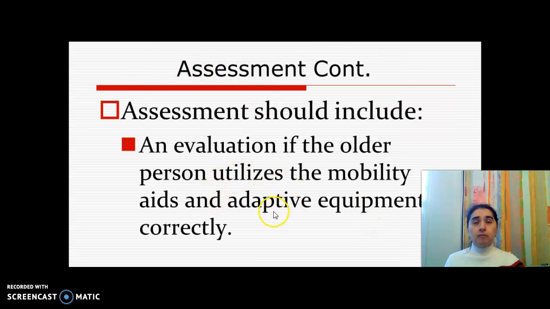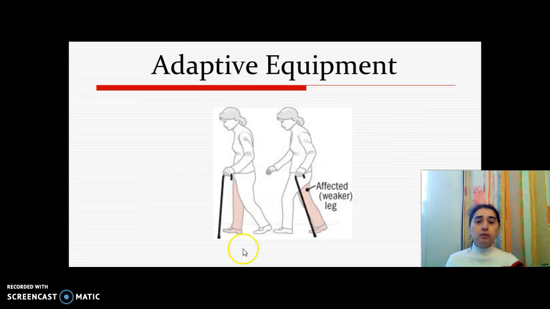Next, we also have to pay attention to how correctly or not an individual, especially elderly individuals, use adaptive equipment. A cane or a walker are examples of this. Frequently, I notice the tendency that if a person has a bad leg, like a bad right leg, he or she will grab a cane on the right side. But this is not correct. And take a look here.